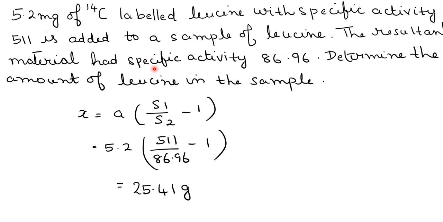Same thing, another example here. 5.2 mg of C14 labeled leucine with specific activity 511 is added to a sample of leucine. This concentration only we want to determine. The resultant material had specific activity 86.96. Determine the amount of leucine in the sample. So initially we are starting with 5.2 which we are going to add as radioactive material. 511 is the initial specific radioactivity, 86.96 is after mixing. When you solve this, you will get 25.41.